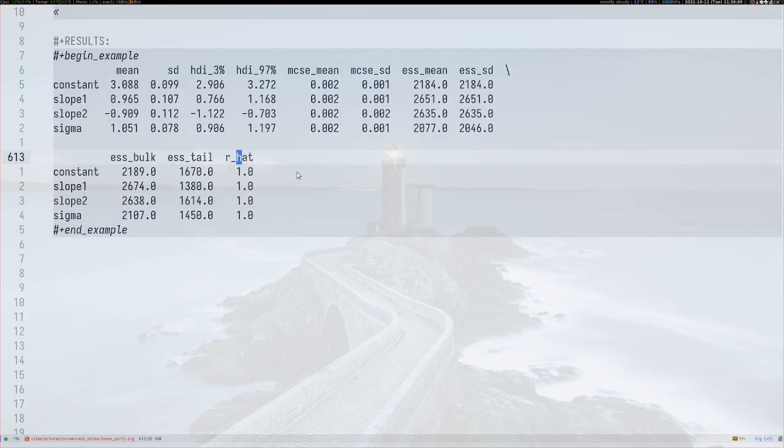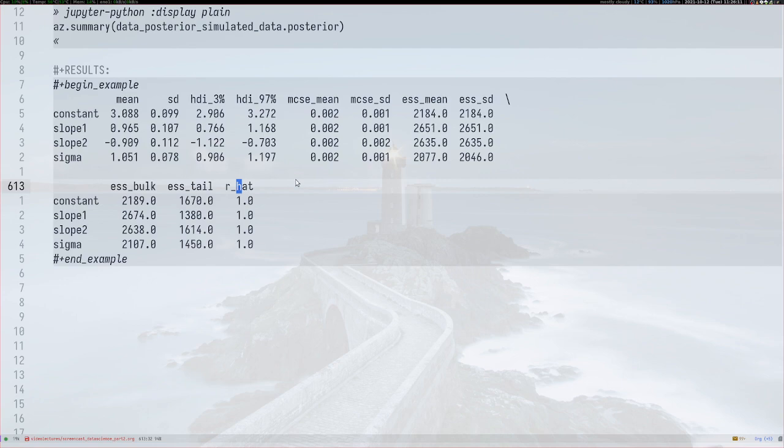When you summarize your parameters, for this course, the columns that we're going to be interested in are the mean and standard deviation, and from these we can derive this credibility interval, and we're going to be worried about r hat, which says something about how serially correlated the sampling process was.